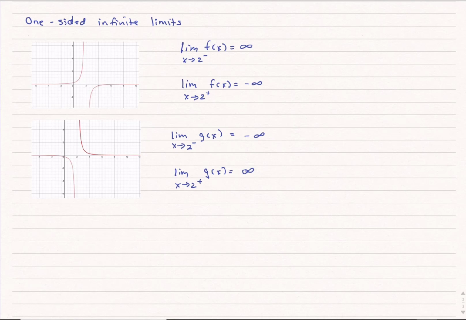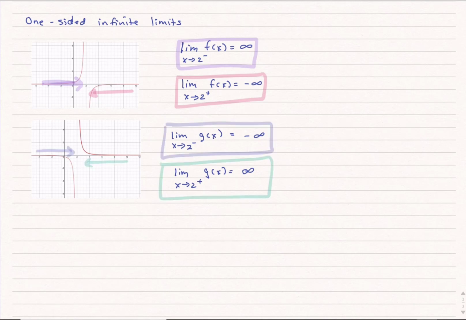Let's highlight this. This represents the limit of f of x as x approaches 2 from the left-hand side, and that goes to infinity. And this is what happens to f of x as x approaches 2 from the positive side. It goes to negative infinity. We can do the same thing for g of x. This is what happens to g of x as x approaches 2 from the left-hand side, and what happens to g of x when x approaches 2 from the positive side.